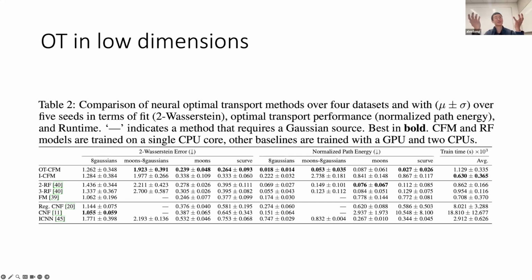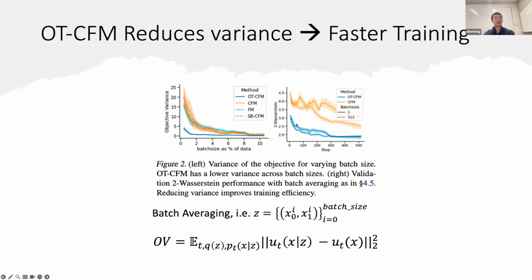OT in high dimensions is quite strange because you're trying to estimate it from samples. It doesn't make much sense to do Euclidean OT in high dimensions, so we mostly do it in low dimensions. But in higher dimensions, you can use it to reduce variance in the objective.